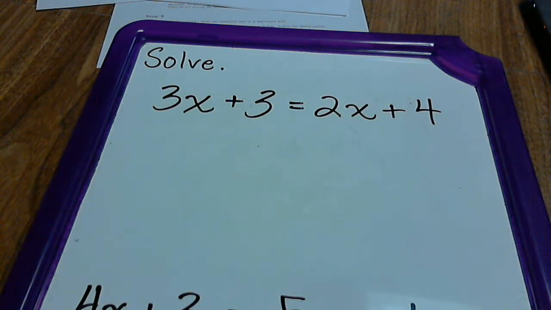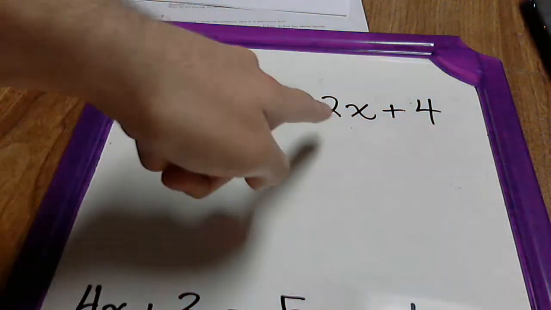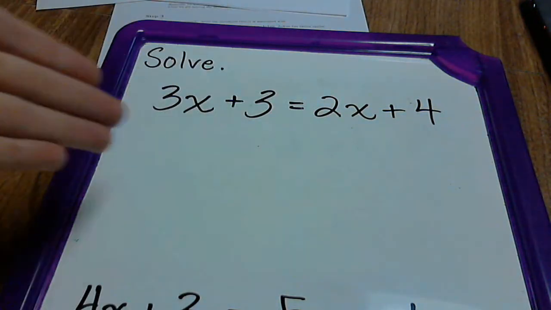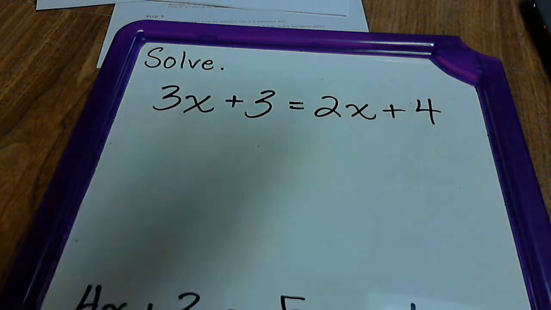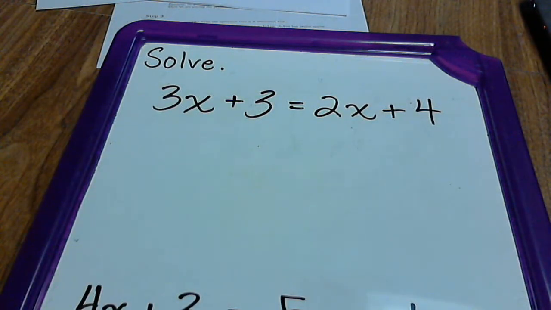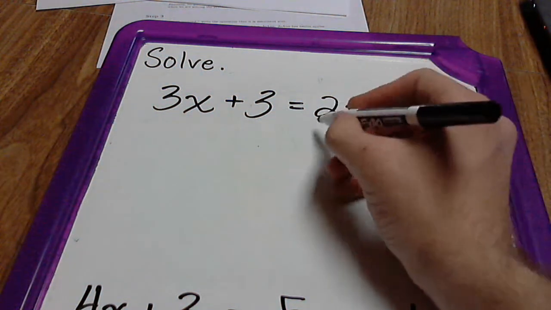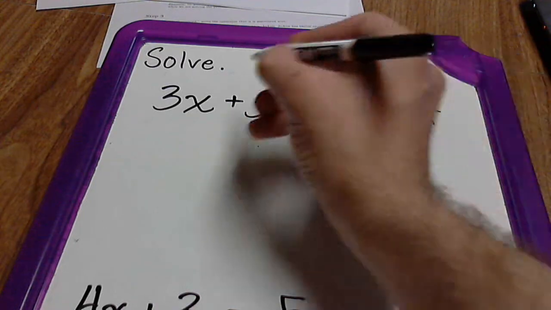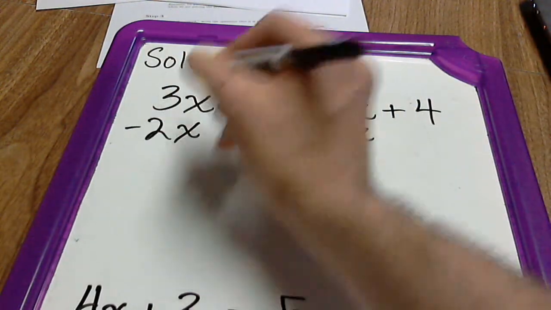So I always like to bring my x terms, such as 3x and 2x, over to the left side. And I like to gather my numerical terms, such as 3 and 4, over to the right side. So I'm going to do that now. I'm going to subtract positive 2x from both sides.